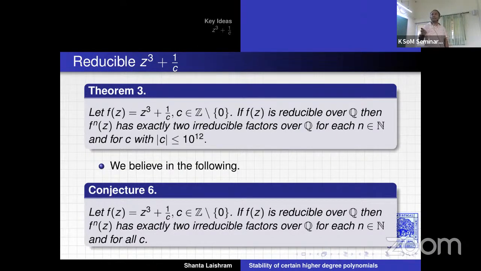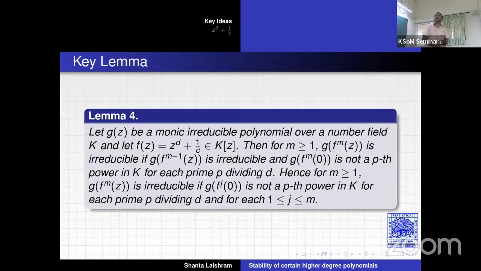Now in the remaining part, I'm going to give you some key ideas of the proof and maybe prove some of it. One of the key lemmas which we use is the following result. You start with a monic irreducible polynomial over a number field K, and you look at this particular polynomial x^d plus 1 over c. Then if you take the iterates of F, if you know something about this, G of F_m is irreducible, then what can you say about G of F_m?